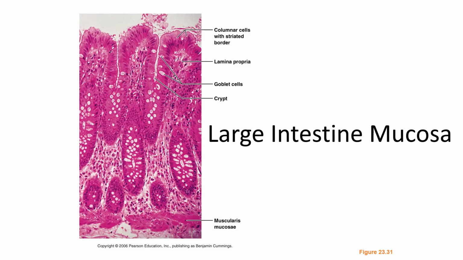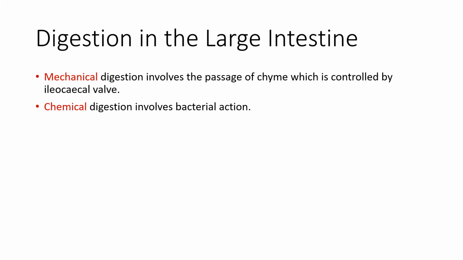We want our own indigenous bacteria in that location to break down the fecal matter, to get as much nutrients as we can out of it before we pass it out as feces. Okay. Digestion that takes place in the large intestine: we have mechanical digestion as we release the chyme from the small intestine into the cecum. And then chemical digestion is the breakdown by bacteria.